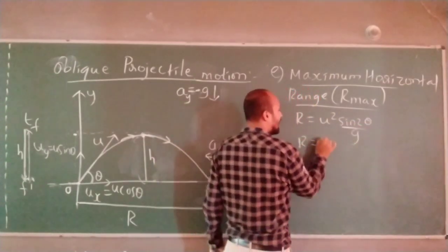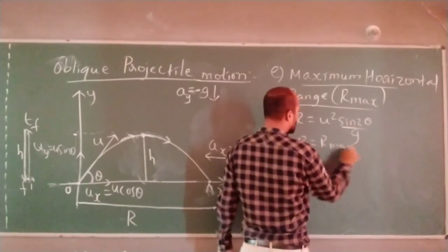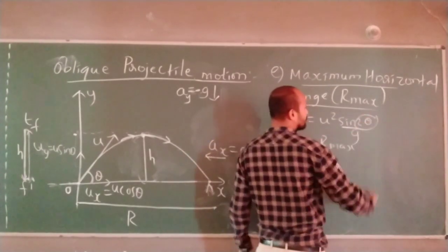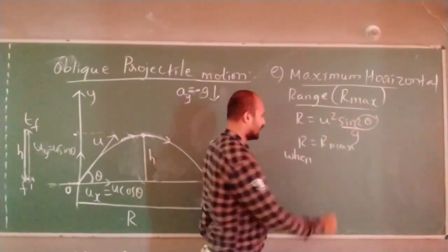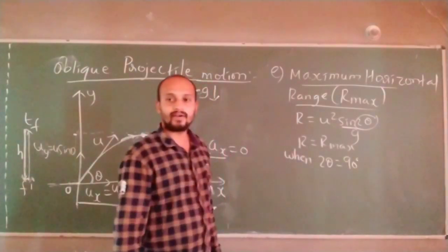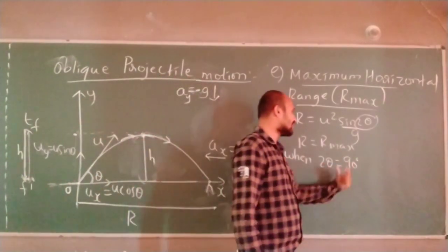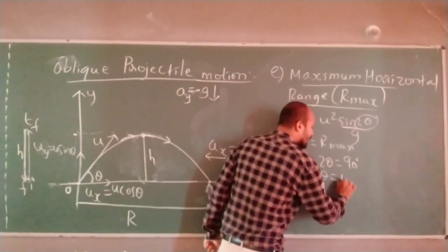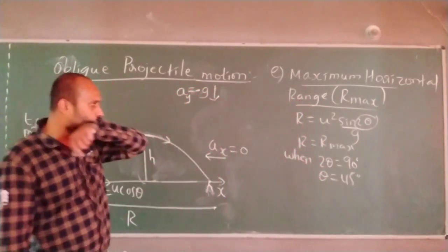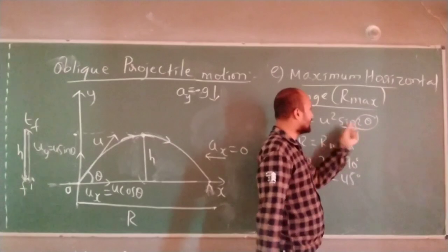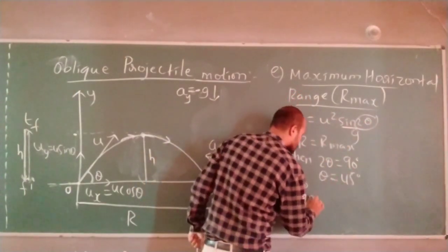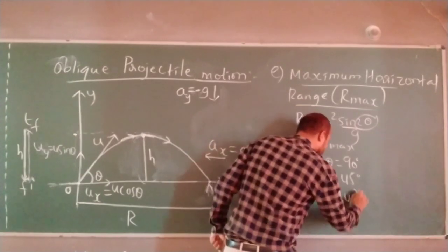R will become R maximum when 2 theta becomes 90 degrees. When 2 theta becomes 90 degrees, it means theta will be equal to 45 degrees. When theta is equal to 45 degrees, what will happen? The sin 90 becomes 1. So R max is equal to U square by G.